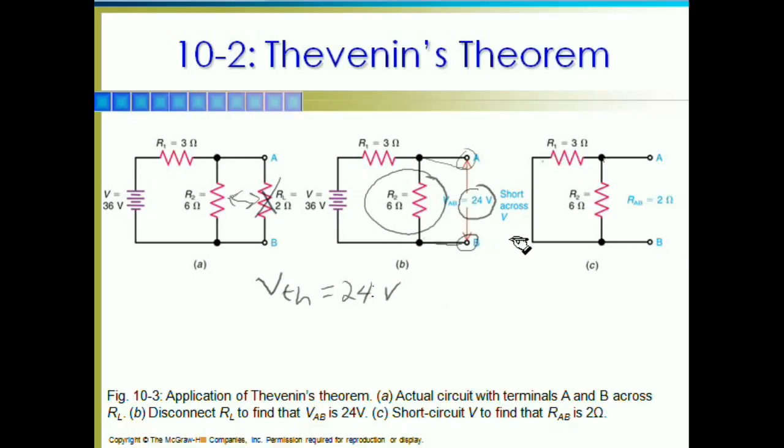I then short across the voltage source and look at the resistance from terminals A and B. Looking at the resistance, I can see that I've got a 3 ohm in parallel with my 6 ohm. So that circuit is going to form a 2 ohm resistor.